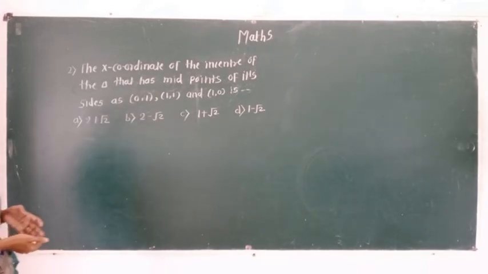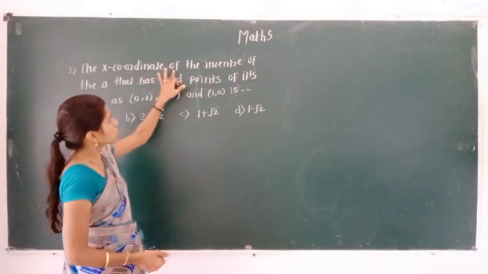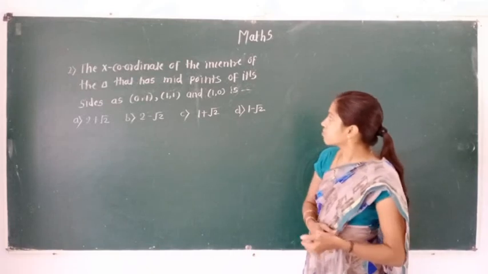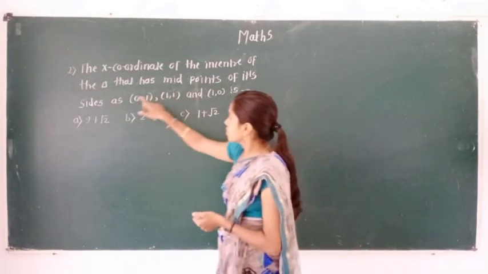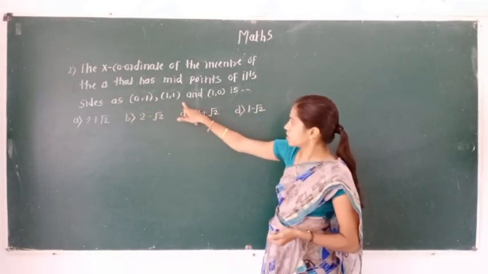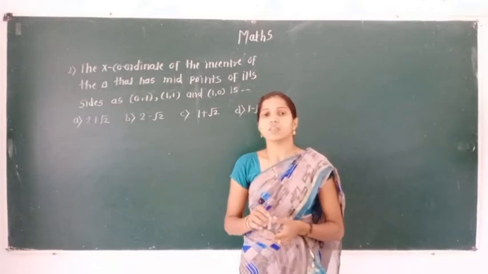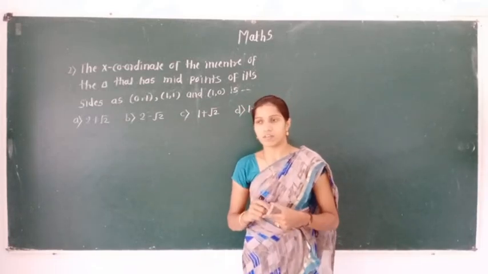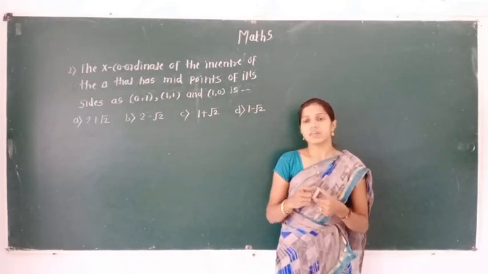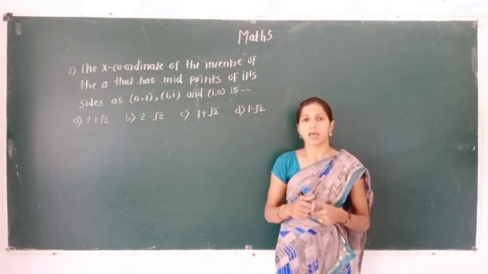Now let's move towards the next MCQ. The x coordinate of the in-center of the triangle that has midpoints of its sides as (0, 1), (1, 1) and (1, 0) is... So for finding the x coordinate of the in-center, first of all we know that the in-center means the point of intersection of the angle bisectors.